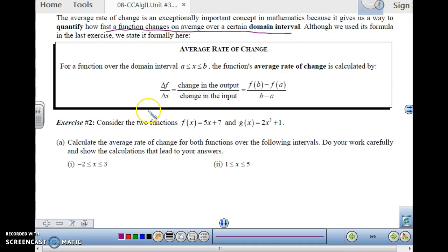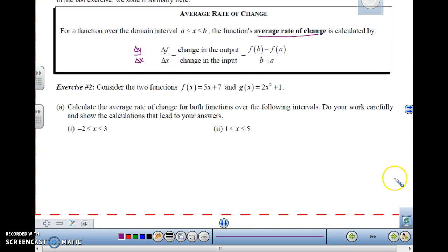All right, now the formula for average rate of change, remember, is delta f over delta x. So for a function over the domain interval from a to b, the function's average rate of change is calculated by delta f over delta x. Now delta f is the same thing as saying delta y over delta x. They're using f because they're using function notation here. So the change in x would be the difference between b and a, b minus a. And then f of b minus f of a is the function at b and the function at a, the change between them, and subtract. So in order to figure out the average rate of change, we need to know what your inputs are and what outputs you get from them.